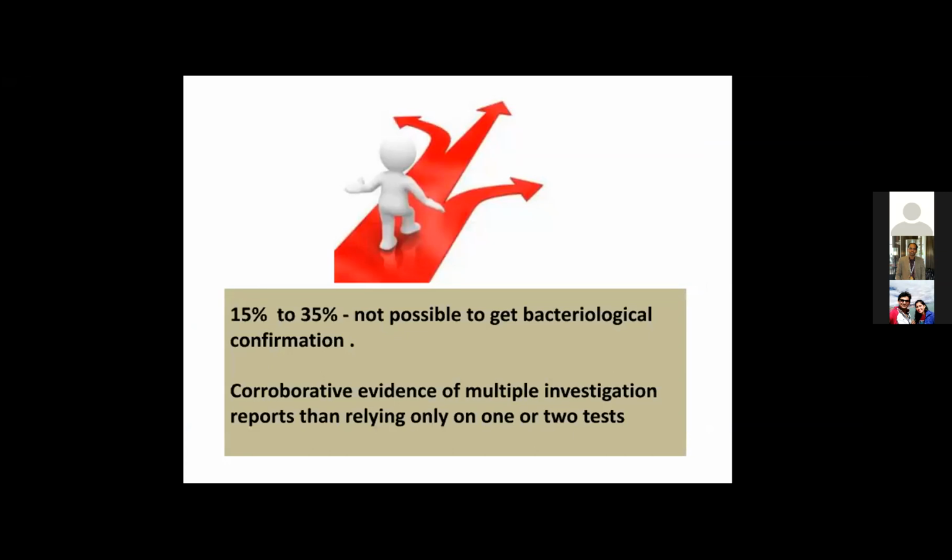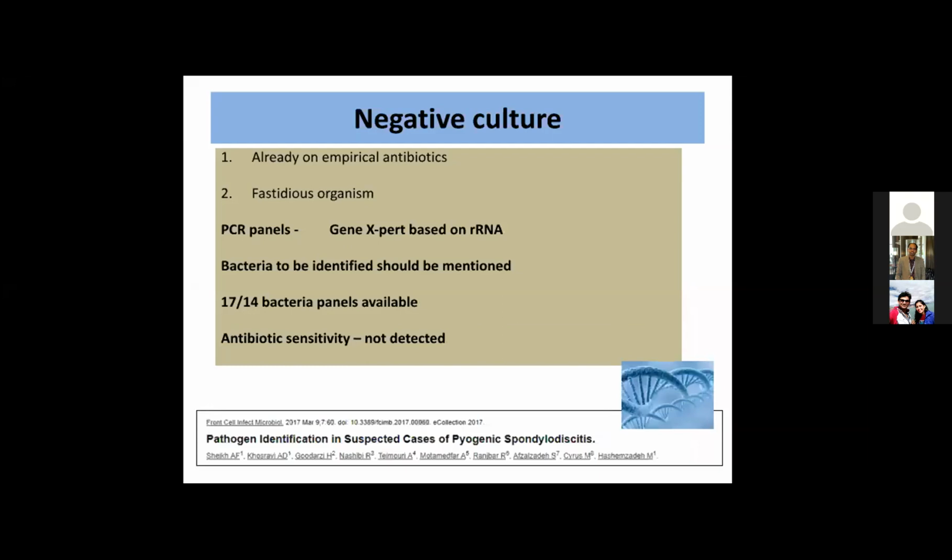In those cases, how do we diagnose or brand them as pyogenic infection? So we should go for other investigative modalities. Real-time PCR panels for bacteria are coming up in a big way. Whenever bacterial culture is negative and we are strongly suspecting pyogenic infection, you can send the specimen for PCR test. There are different bacterial panels available, and the only negative thing is the antibiotic sensitivity pattern will not be given. They can identify the organism.